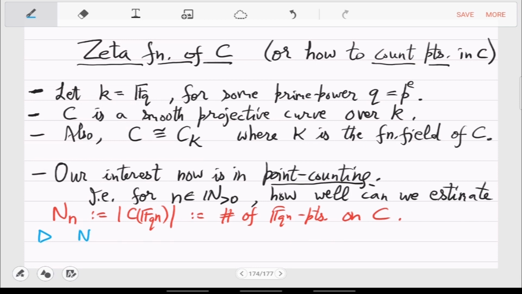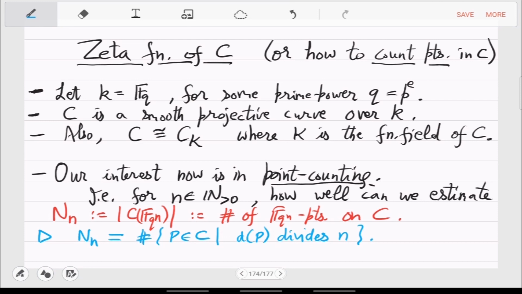So N_n is the same as the number of points in the curve such that the degree of the point divides n. Is this believable, or should I prove it? For example, when you take n to be 1, you are basically asking for the degree of P to be 1, which is saying that they all lie in F_q.